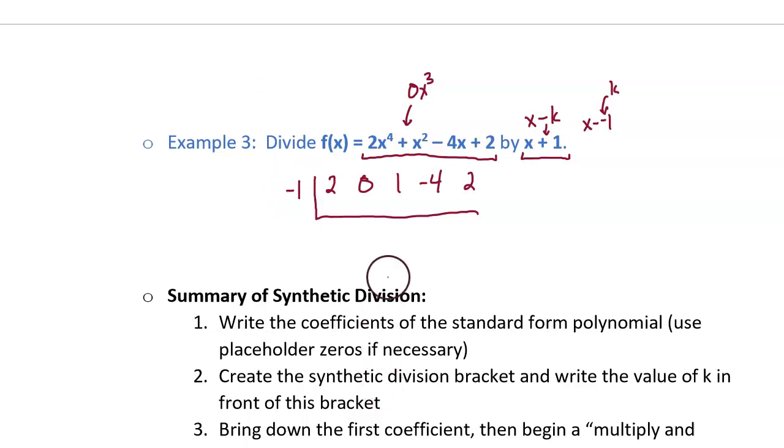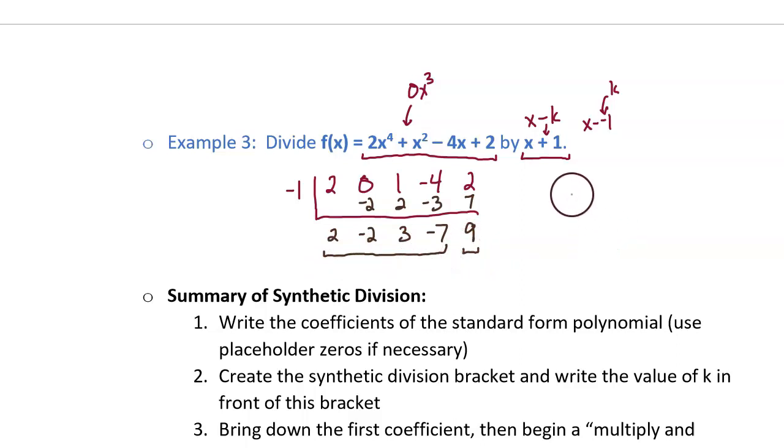Okay, we're going to run through the process. Bring the first number straight below. Then start multiplying and adding. 2 times -1 is -2. 0 plus -2 is -2. -2 times -1 is +2. 1 plus 2 is 3. 3 times -1 is -3. -4 plus -3 is -7. -7 times -1 is 7, and 2 plus 7 is 9. That's the remainder, and all of those create our quotient.